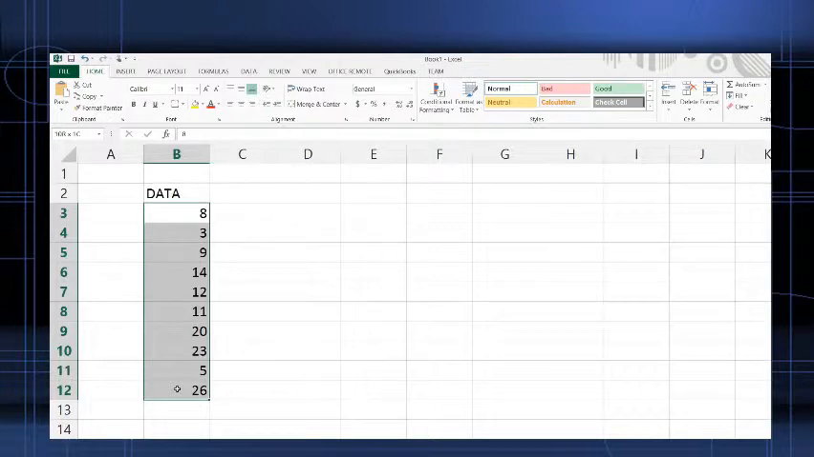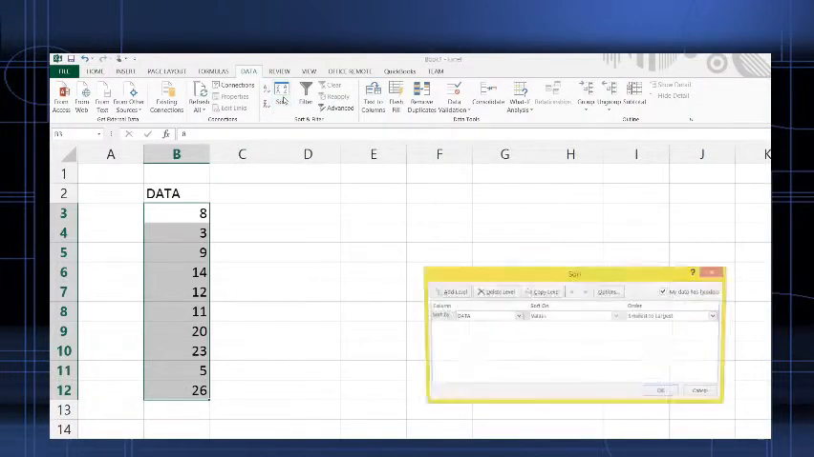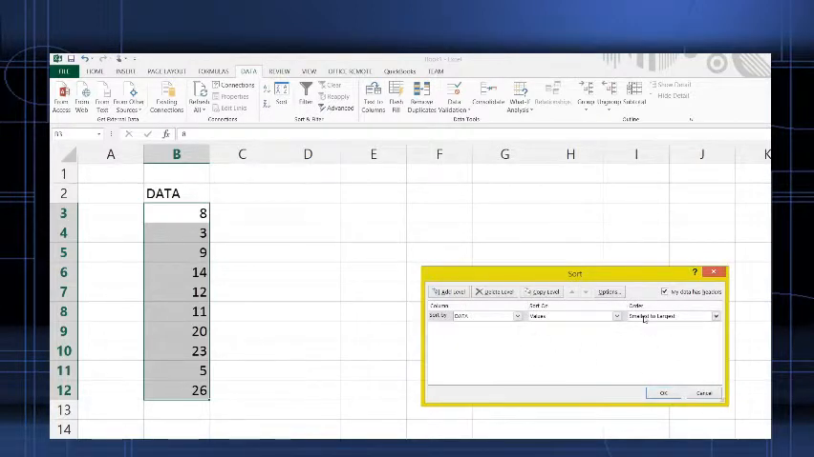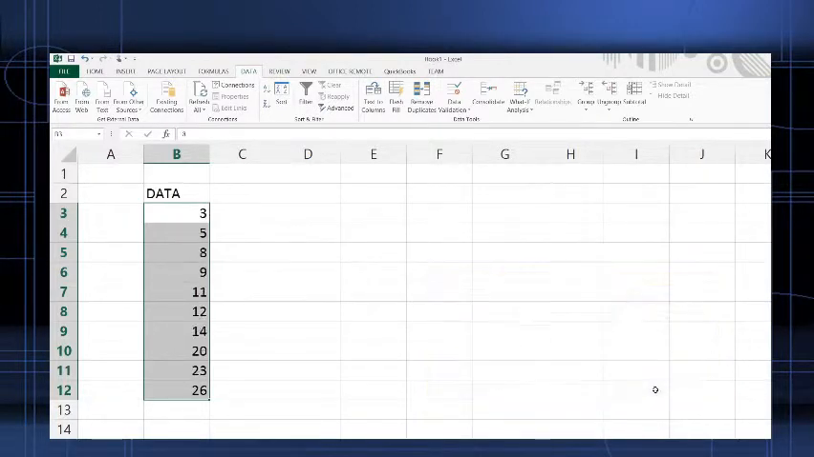In order to do that, you just highlight everything, and you go up to Data, and hit Sort. And usually it goes smallest to largest. It doesn't matter. You click OK, and it automatically organizes everything.